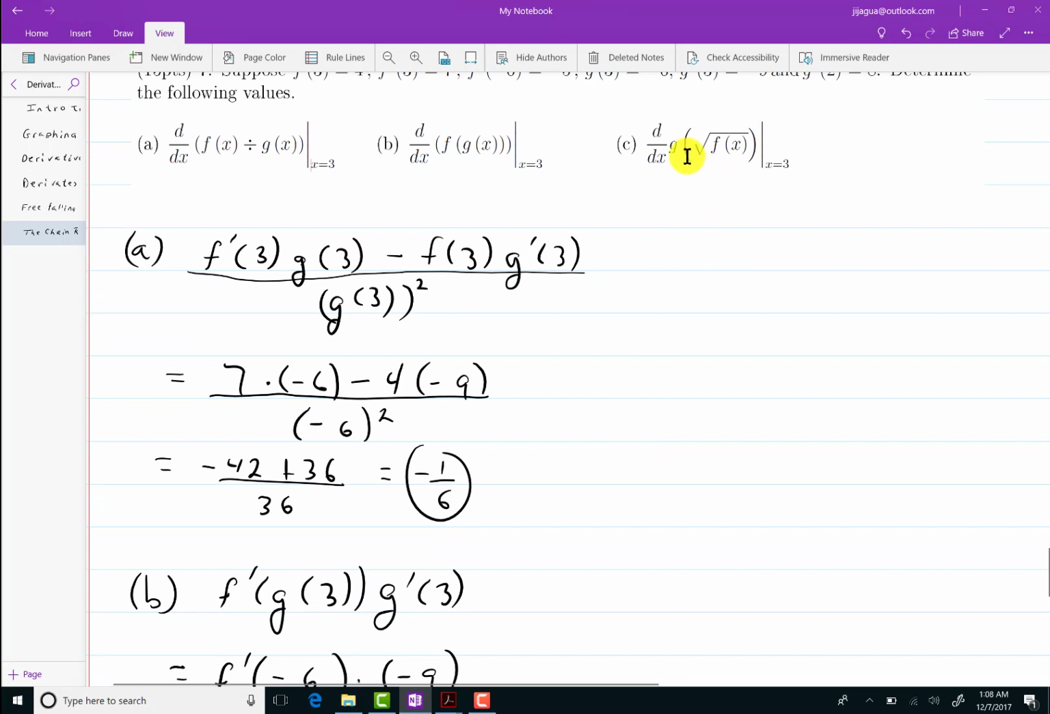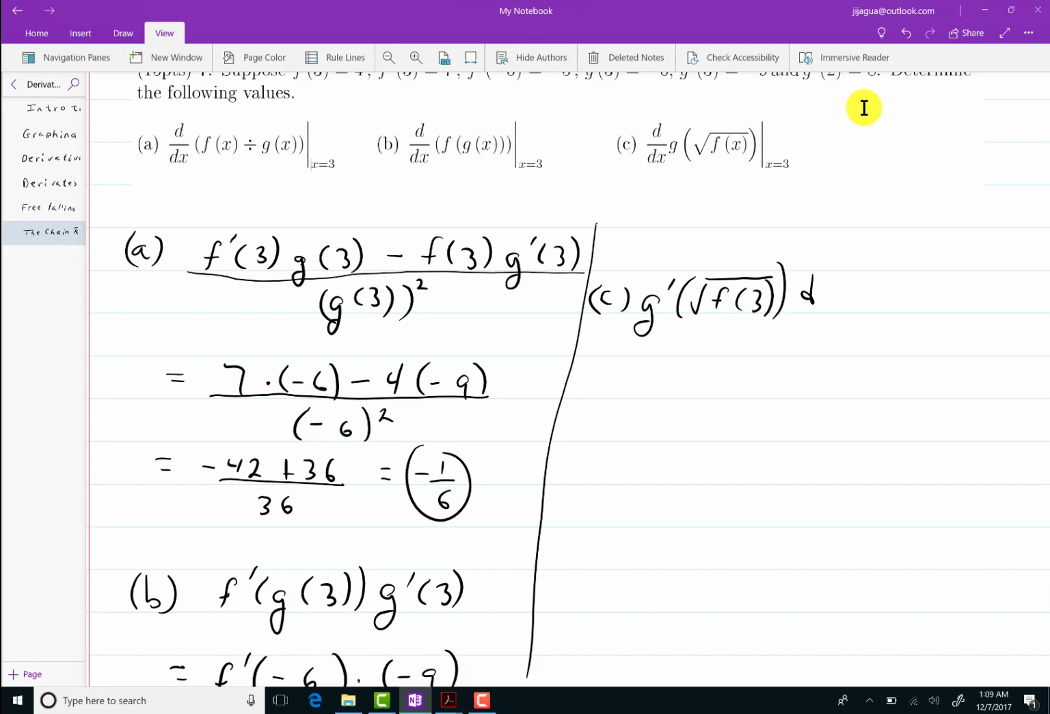Let me see, for part C, let me see if I can sneak it in here. For part C, I'm going to have g prime of the square root of f of 3 times the derivative d over dx. I don't think I'm going to do that. No, because it's going to get way too complicated here. The next thing I have is the square root. So I'm going to get 1 over 2 radical f of 3. And then the last thing that's inside is f of 3. So I have times f prime of 3.